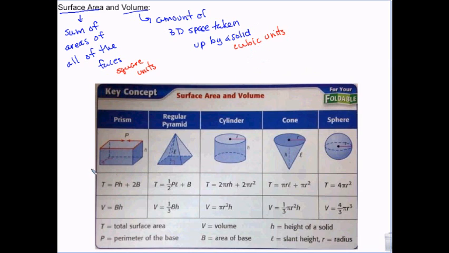Okay, now we have T, which is what they're calling total surface area. So these are the surface area formulas. And then these are the volume formulas. Okay, so we have the surface area of a prism. You've got the perimeter times the height. That is one way to do surface area. And then 2 times the B, where that's the area of the base. But that's not the only formula for surface area of a prism. You can also do 2 times the length times the width, 2 times the length times the height, 2 times the width times the height.